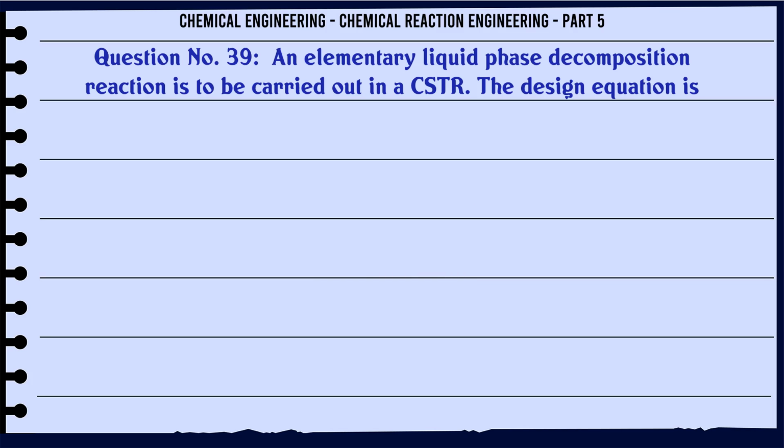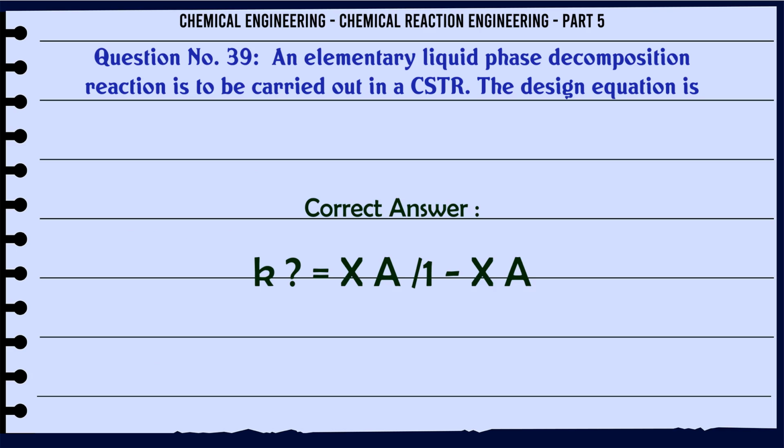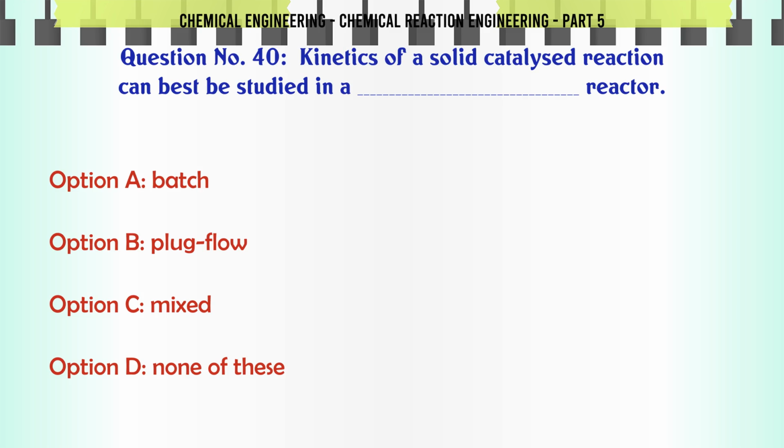An elementary liquid phase decomposition reaction is to be carried out in a CSTR. The design equation is A. K τ = X_A/(1−X_A). B. K τ = X_A/(1−X_A)². C. K τ = X_A/(1−X_A)². The correct answer is K τ = X_A/(1−X_A). Kinetics of a solid catalyzed reaction can best be studied in a reactor. A. Batch. B. Plug flow. C. Mixed. D. None of these. The correct answer is mixed.